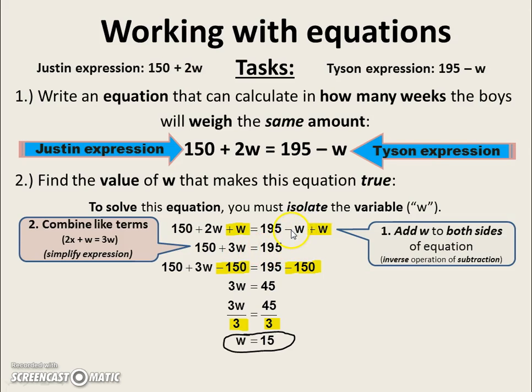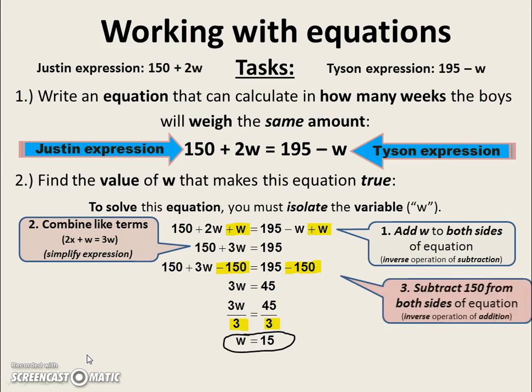Why? Because negative W plus W equals 0. Okay, they eliminate each other. So we're left with 195 on the right side of the equation. On the left side, 2W plus W equals 3W. So we combined like terms here. We're simplifying our expressions on both sides.